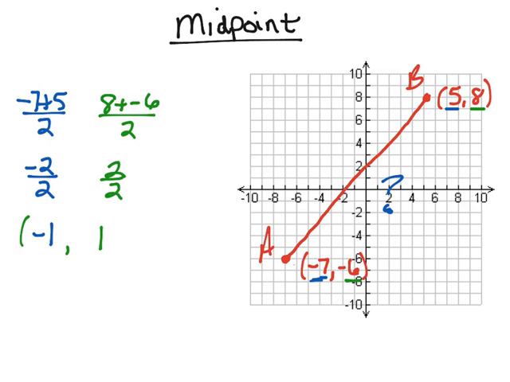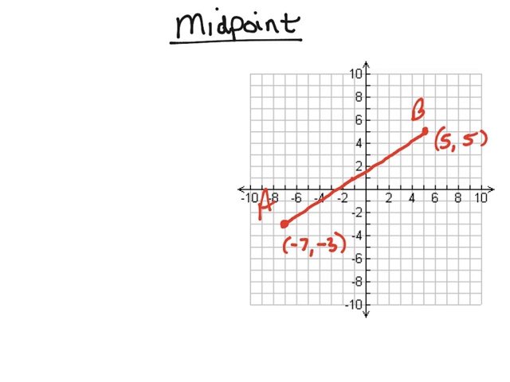So what we end up with is an ordered pair, and that ordered pair is -1, +1. That would be right here. So in other words, this point right here, -1, +1, would be at the center of our line segment AB.